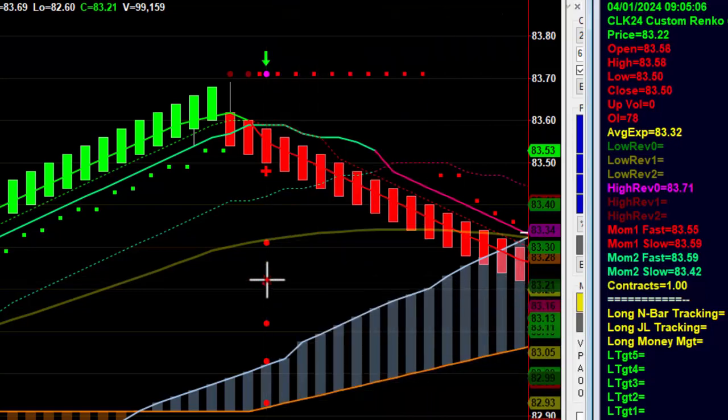And that was good for 26 cents. 26 cents on a full-size contract is $260. On a micro contract, it's $26 because it's 1/10 the size. Or you can have multiple micro contracts depending on your available trading capital.